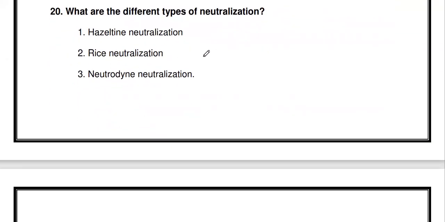Then what are the different types of neutralization technique? Hazeltine neutralization, Rice neutralization, Neutrodyne neutralization. These are all the different neutralization techniques used to eliminate the instability of a tuned amplifier.